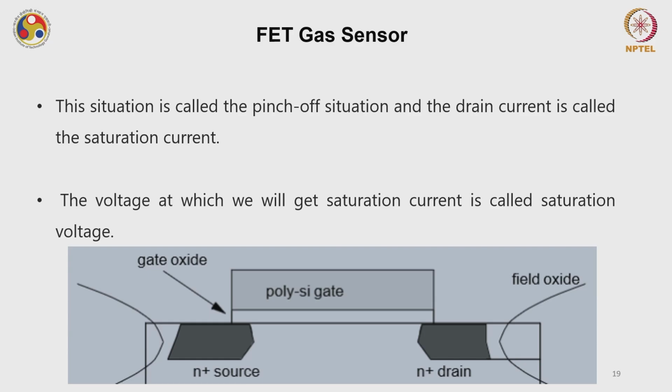This situation is called the pinch off situation, and the drain current is called the saturation current. The voltage at which we will get saturation current is known as saturation voltage. So, this is the basic operation of these FETs. And usually we have seen that these FETs are used for transistor application or other amplifier kind of application.